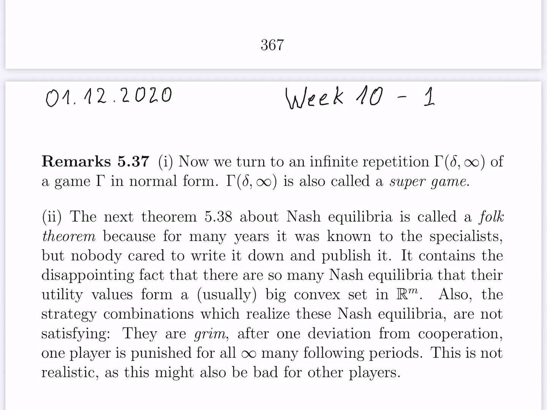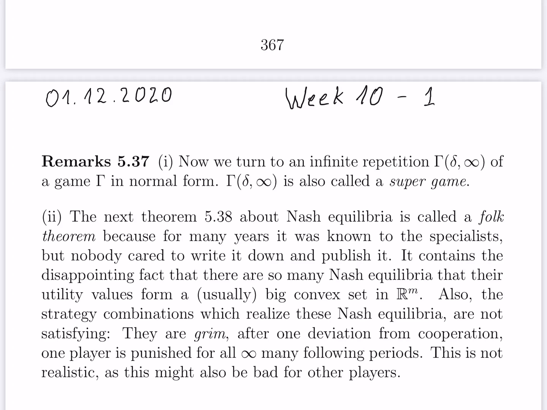So one starts with a game in normal form, and then we look at the infinite repetition with a certain discount rate delta. This new game is called gamma delta infinity. It is also a game in normal form. It's also sometimes called a super game. So I will formulate two theorems about this super game. One about their Nash equilibria and the other about their subgame perfect equilibria, theorem 538 and theorem 541.